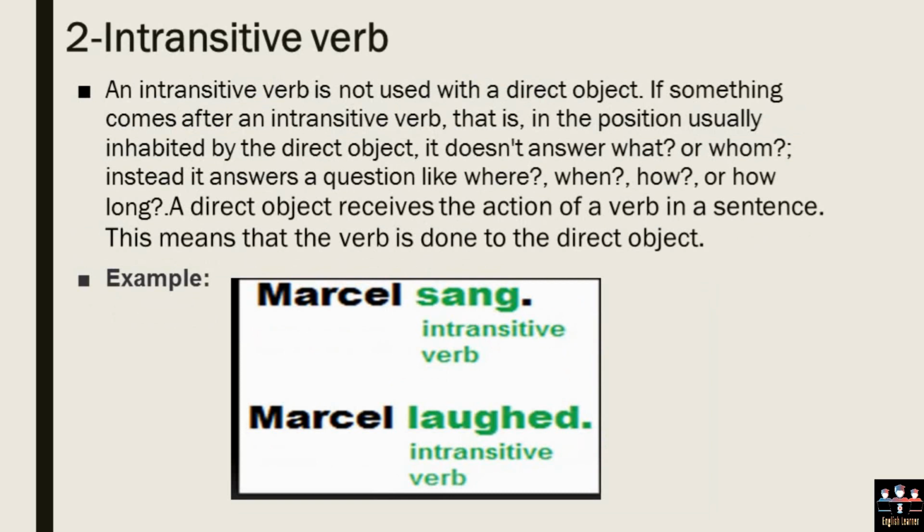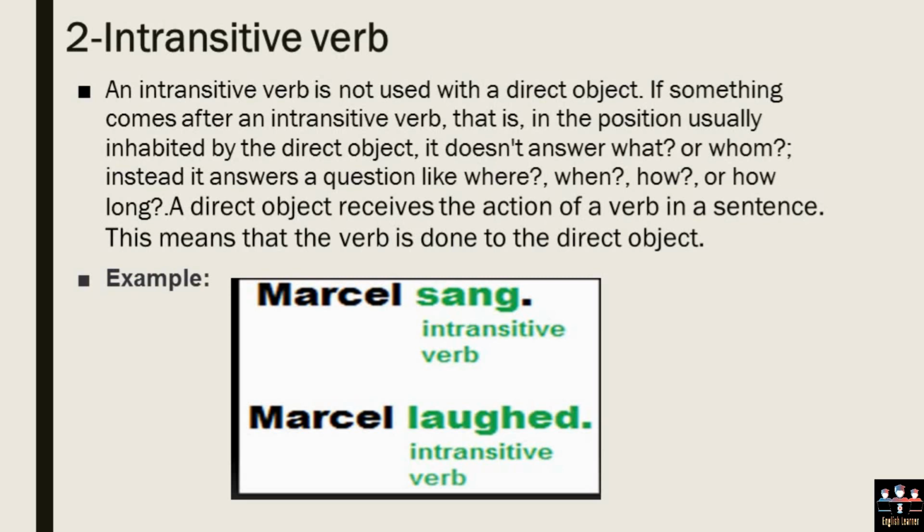Number 2, intransitive verb. As the name implies, it is very much contrary to the transitive verb in its meaning as well as in function. Let us study this. An intransitive verb is not used with a direct object. If something comes after an intransitive verb, that is, in the position usually inhabited by the direct object, it doesn't answer what or whom. Instead, it answers a question like where, when, how, or how long.